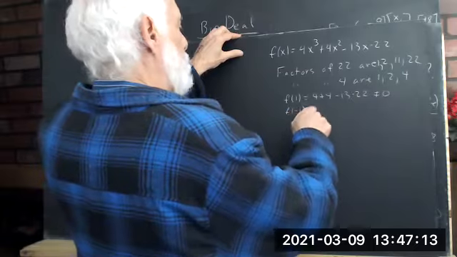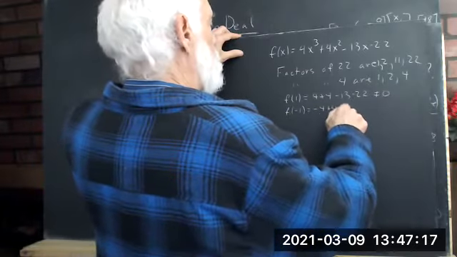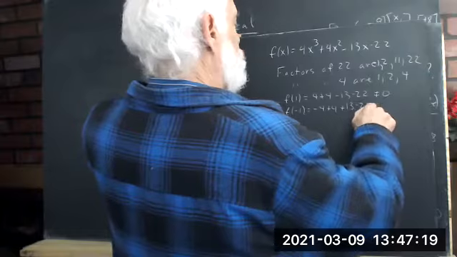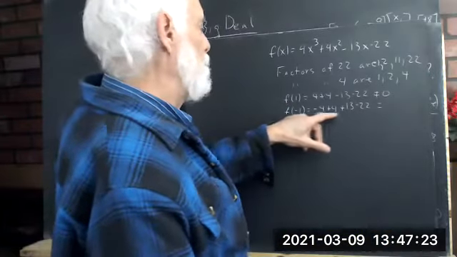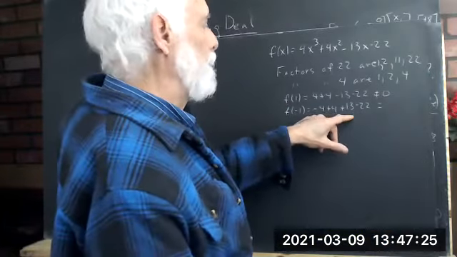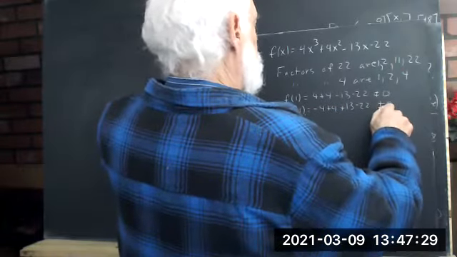f of negative 1 is going to be negative 4 plus 4 plus 13 minus 22. And is that 0? Well, you got negative 26 here, you got plus 17. The negatives are still too big. That's not equal to 0.